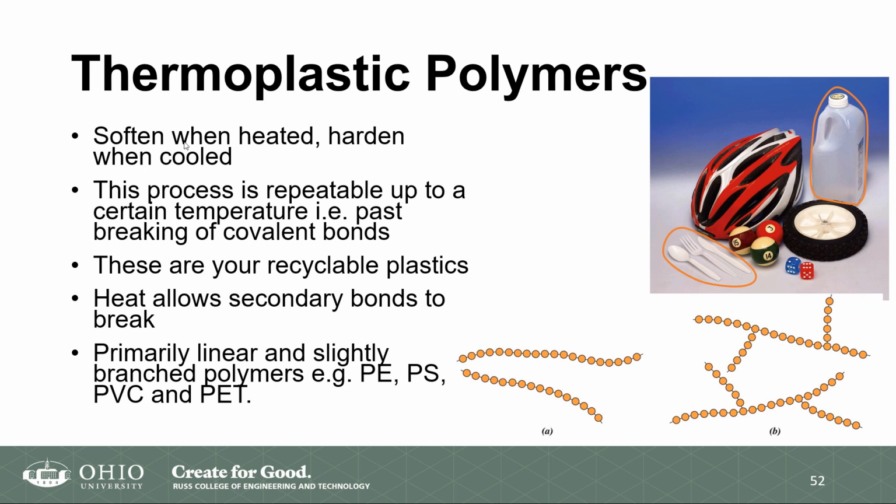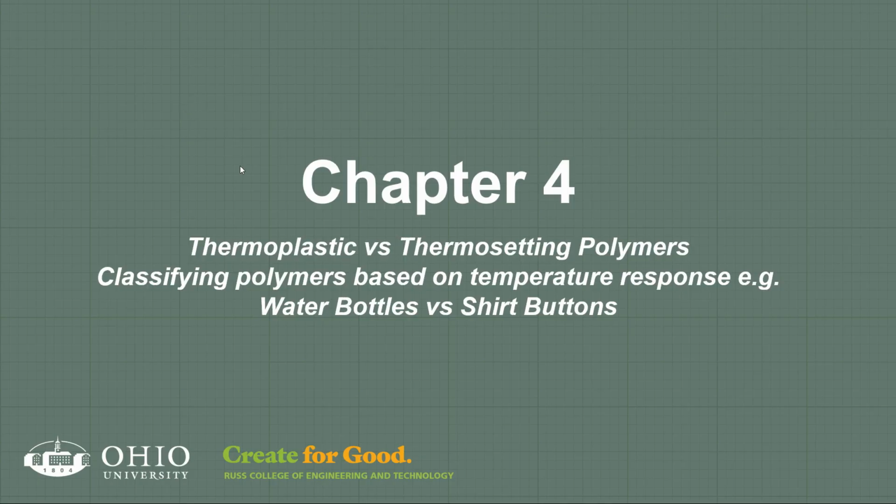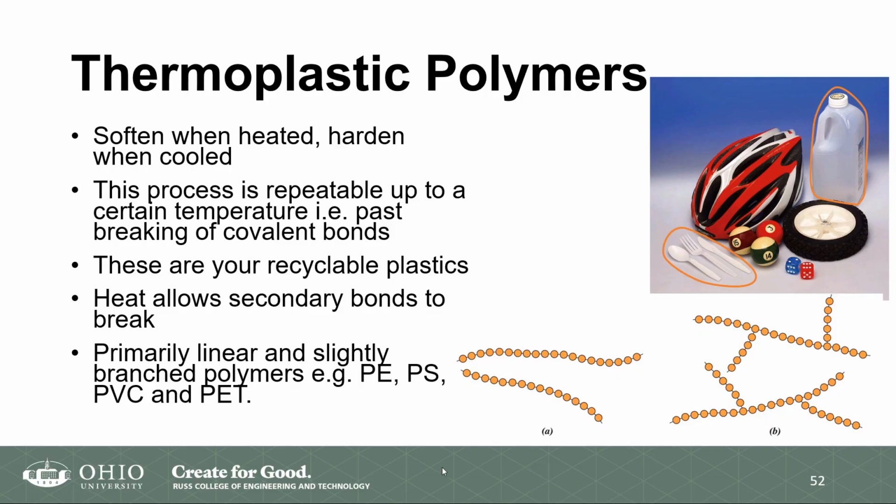But when we heat them up, they soften, and we can reshape them to form some other shape, and then harden them again by cooling them down to give a different shape. So the main property of your thermoplastic polymers is that you can reshape them and make them into different shapes just by applying heat. Some examples of that are your milk jugs, for instance, or, like I said, water bottles.